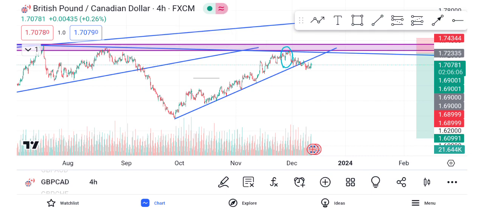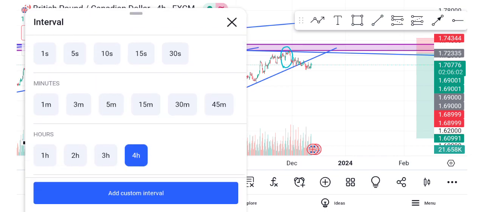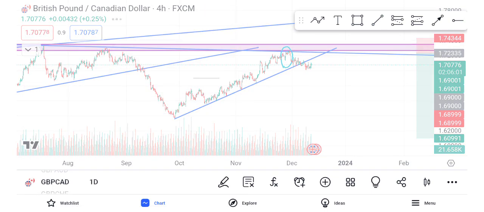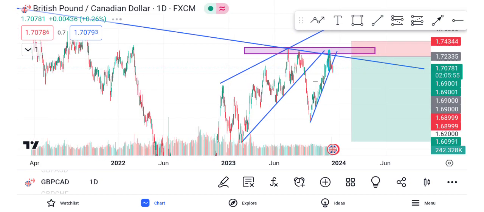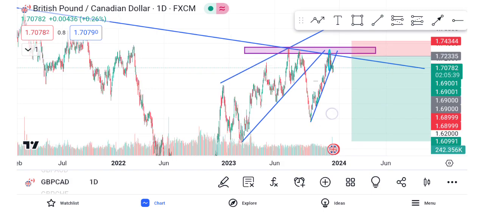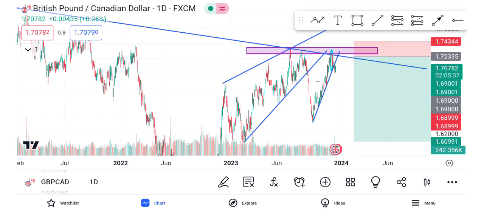So let's go back to our daily time frame. As you can see here now, the analysis is drawn, everything is set. What we are just waiting for is for the price to retest back to the resistance level on our 4 hour time frame. Then we look for a bearish rejection candle on our 4 hour time frame.